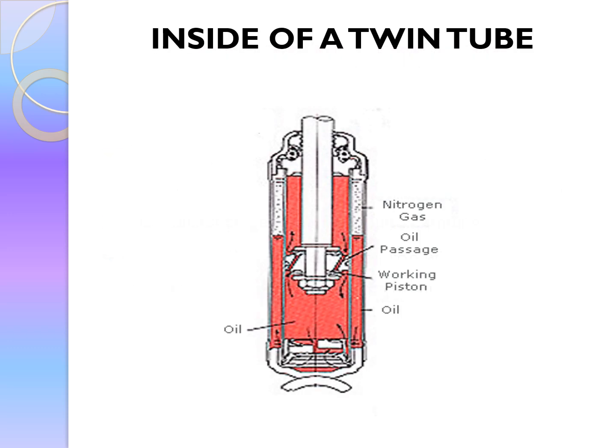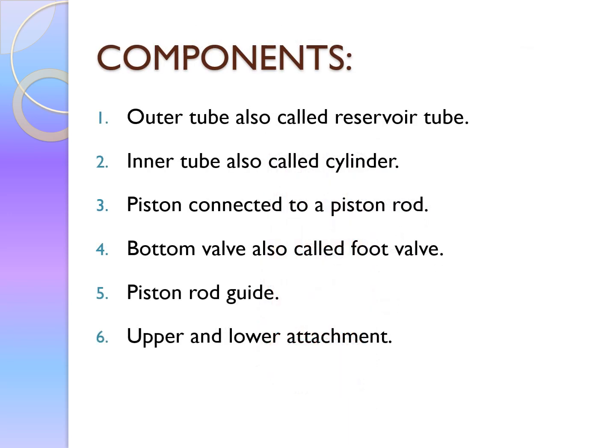Here we can see another type, the twin tube shock absorber. And these are the components of twin tube shock absorbers: outer tube, also called reservoir tube, an inner tube, also called cylinder, a piston connected to a piston rod, a bottom valve, also called foot valve, and upper and lower attachments.